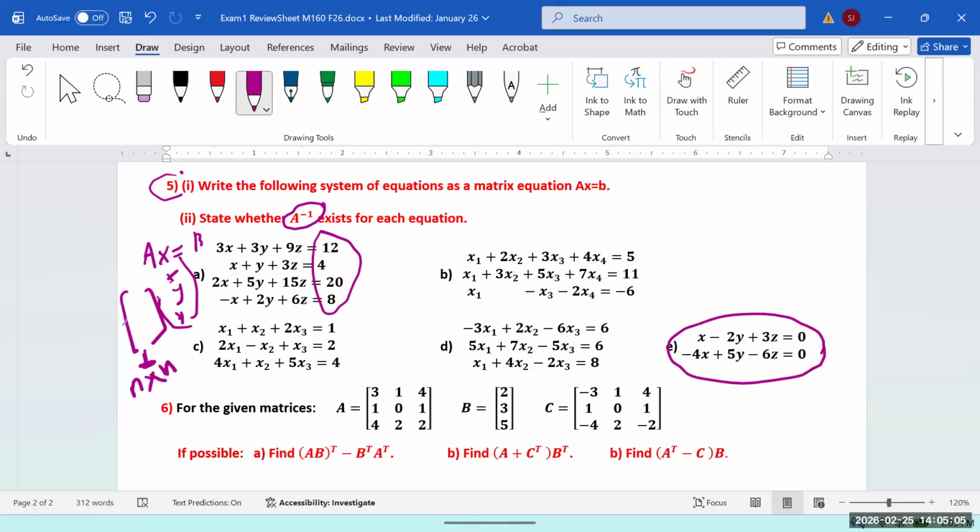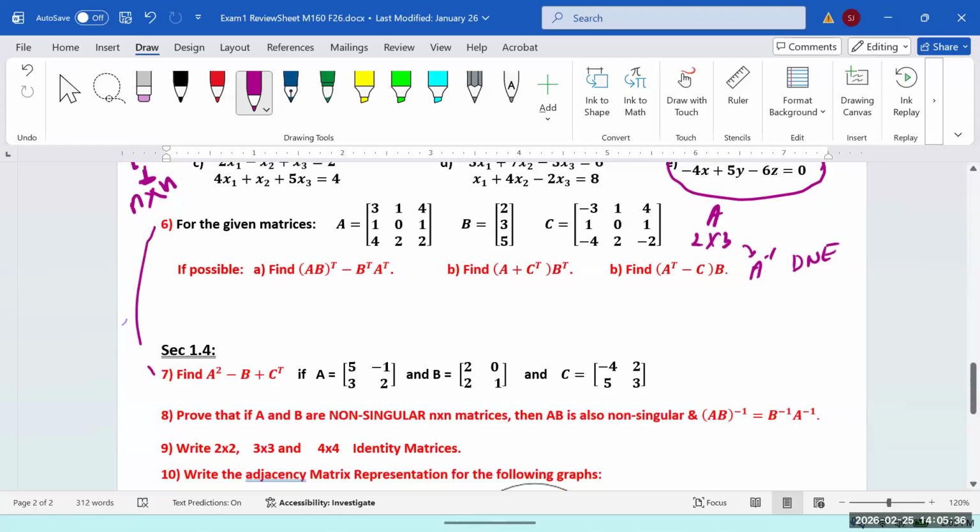But for this one, we have 2 by 3. It's not a square matrix. A is 2 by 3. So you say A inverse doesn't exist. So solving this matrix equation is not possible. So you're not going to do any math. Convert into A, X, and B matrix, and then tell me whether you can solve this matrix using inverse or not.